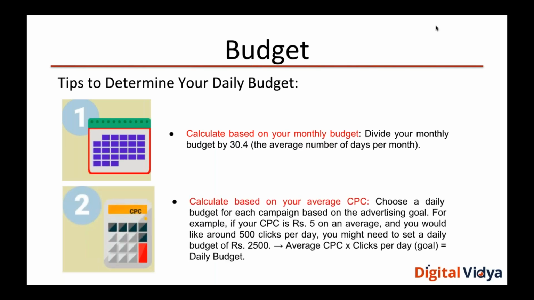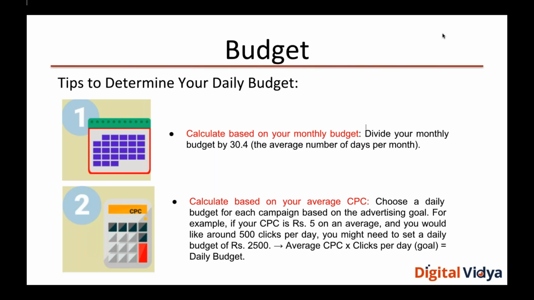The other option is, sometimes when the ad starts running and you are starting to accrue charges, you will understand that on an average I am spending an X amount on my clicks. To give you an example, let's say my ads started running and my average cost per click is coming to about 5 rupee per click. Now if my target is to get 500 clicks per day, how much budget should I set as a daily budget?